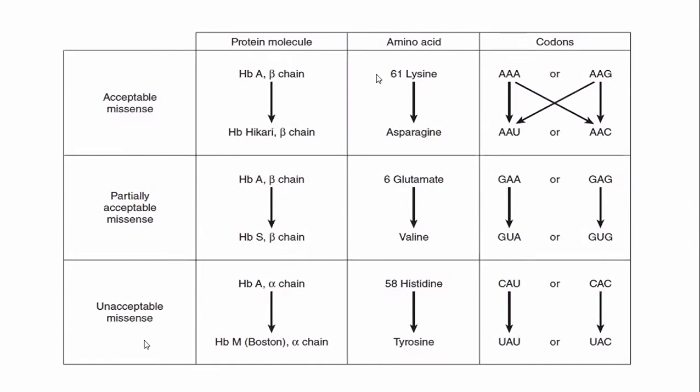So on the 58th position, histidine is replaced by your tyrosine. Mga example lang to, that would produce hemoglobin M or your Boston. Hemoglobin Boston. Dito, severe anemia ang pinoproduce and can cause death. Okay? Severe mutation talaga to.